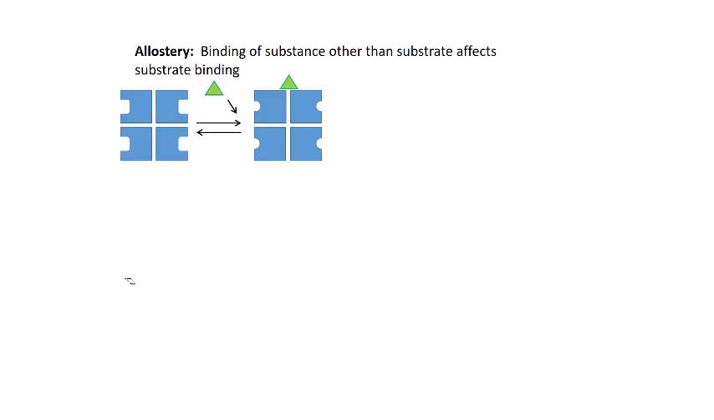All right. There's another situation that oftentimes comes up in cooperative binding enzymes, and that's what's called allostery. So allostery is a general term that means whenever you bind some substance other than the substrate, that affects substrate binding. So I'm going to give you guys an example here. Let's say that we have some allosteric regulator, which I'm going to draw as a little triangle.